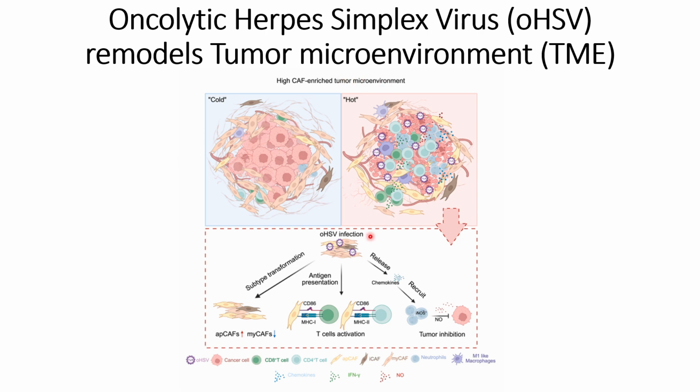What they found is that when they induce oHSV, a tumor microenvironment subtype transformation occurs. In this subtype transformation, the myofibroblast that helps in immunosuppression goes down, and the antigen presenting cancer associated fibroblast goes up. Some of the antigen presenting molecules mentioned in the abstract are major histocompatibility complex 1, MHC-II, and CD86, that help in the detection of these tumors, or in this case the tumor microenvironment.